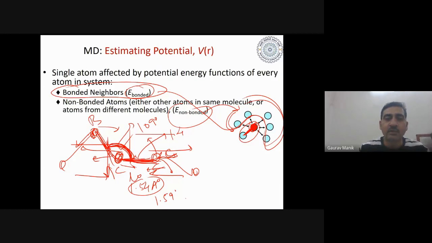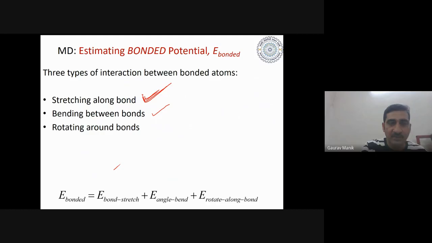So any movement of atoms B and C away from this equilibrium value of 109 degrees will tend to bring these atoms back in such a way that the angle tends to remain close to 109 degrees. So that's how you also define the bending between the bonds. You tend to define the bending potential between the bonds in such a way.